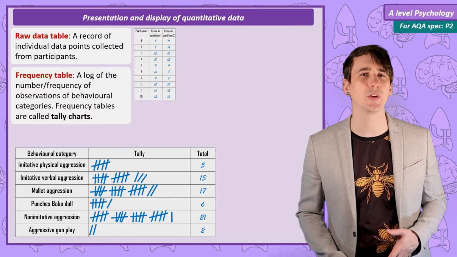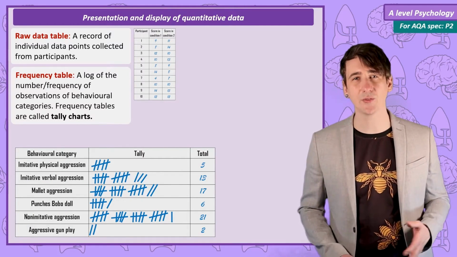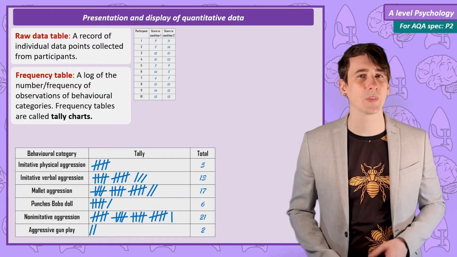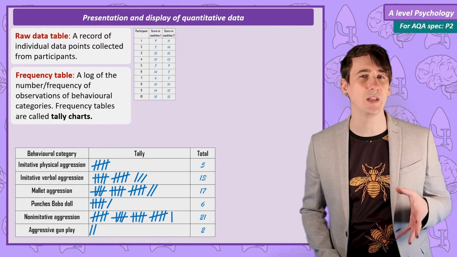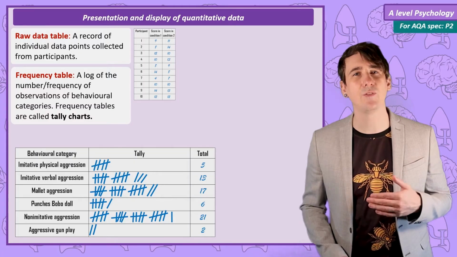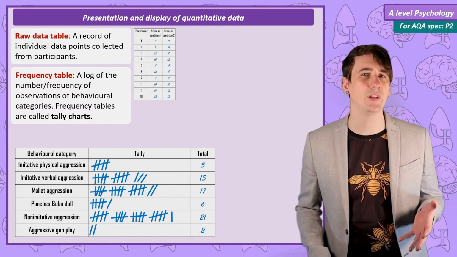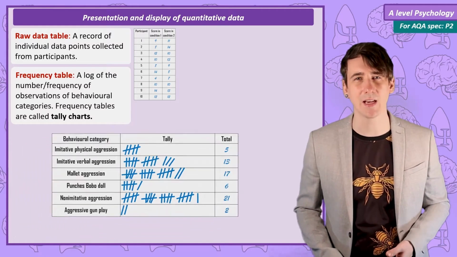A frequency table is also known as a tally chart. It generally has three columns. The first with the behavioral category or value of a variable, the second column for a tally mark for each observation or record, and the final column for a total of the tally. But even without the total column, reading the frequency table is as easy as counting the tally marks.